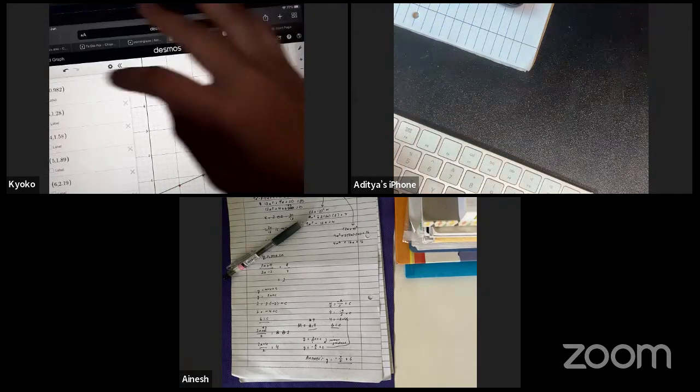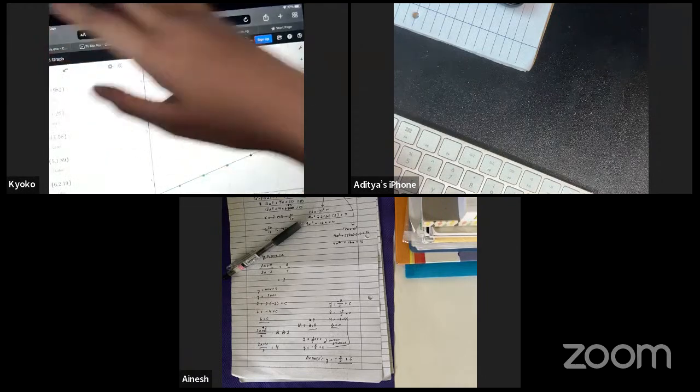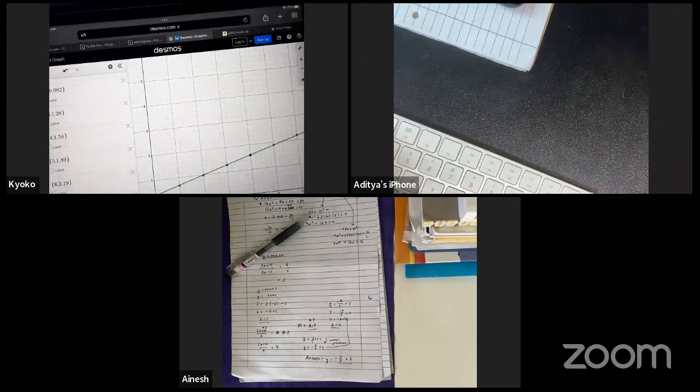Oh, I got it, I think. Yeah. All right, Ainesh, give me some numbers. I can have a sense whether it's correct or not. Mine is y equals 0.3x plus 0.4. That sounds about right. Quite happy. What do you think, Kyoko? What numbers do you have?